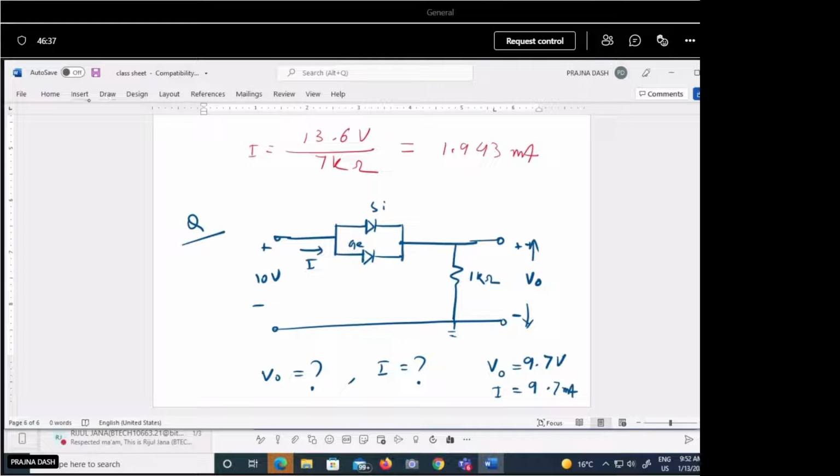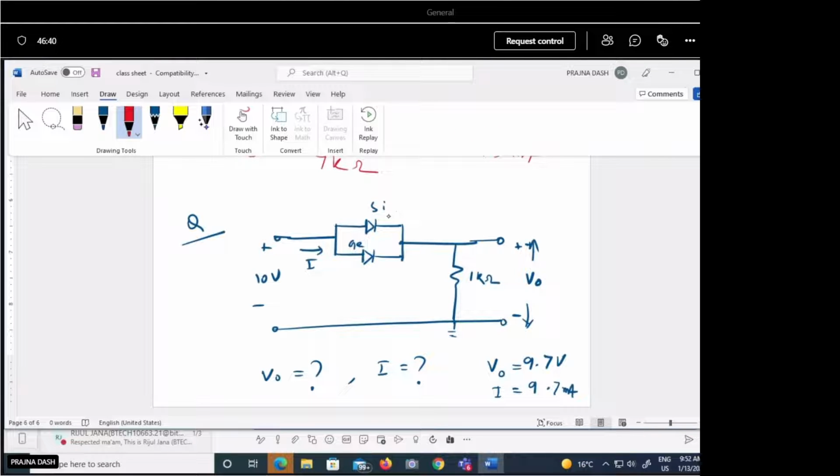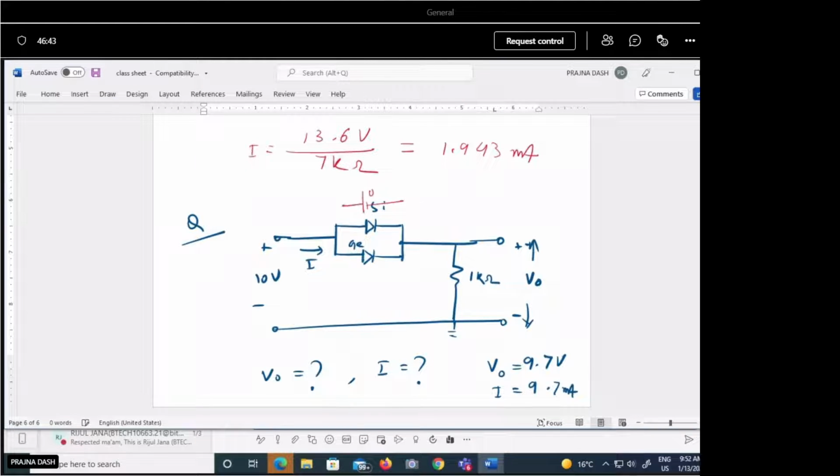So here you just see that both the diodes are forward biased. The silicon is replaced by 0.7 volt, and germanium is replaced by 0.3 volt. Obviously the germanium diode is activated when 0.3 volt is reached, so this path will not be utilized by the circuit. The path of the circuit you have to consider is the one with the lower voltage drop. So we consider this 0.3 volt and apply the loop. This will be 10 volt minus 0.3 volt minus Vo is equal to 0. With that loop we can find the value.